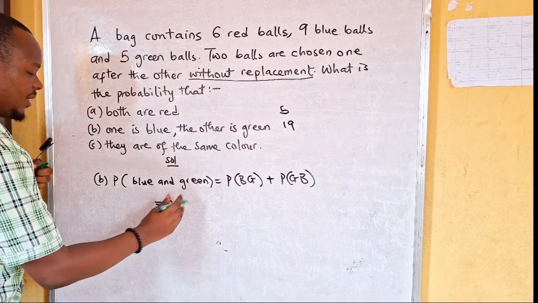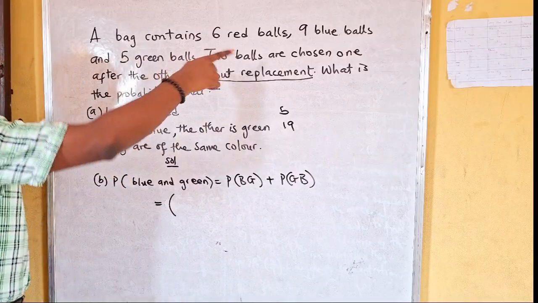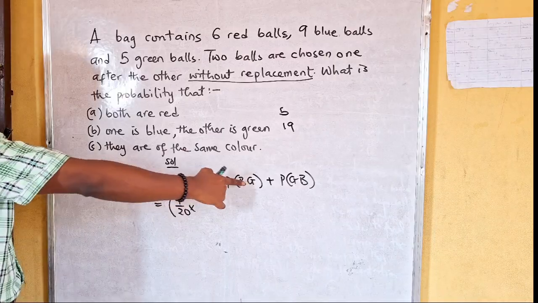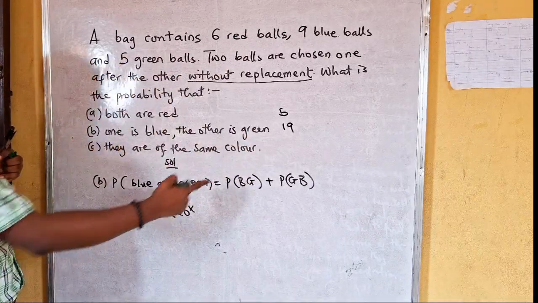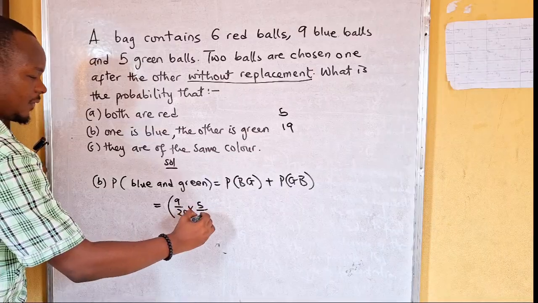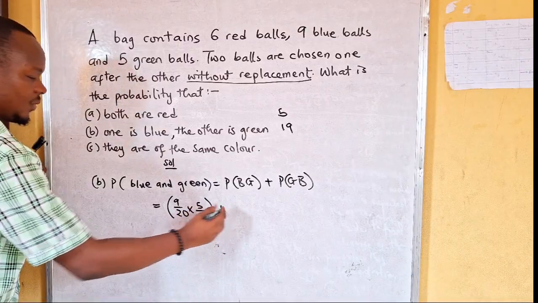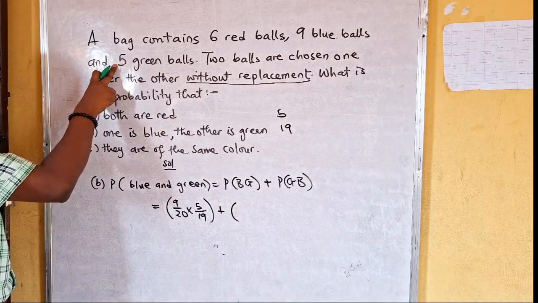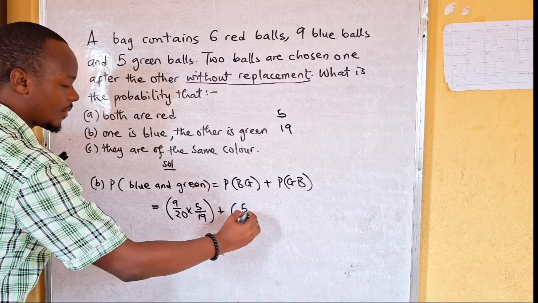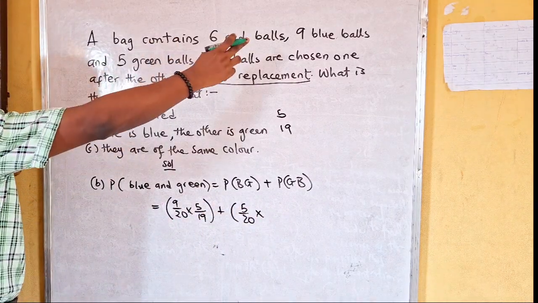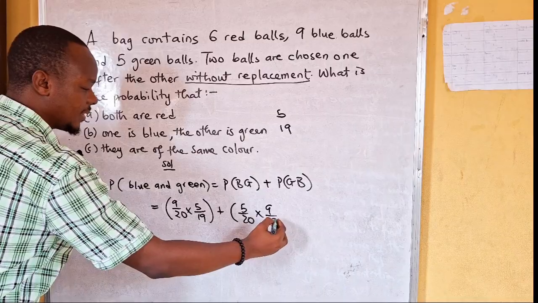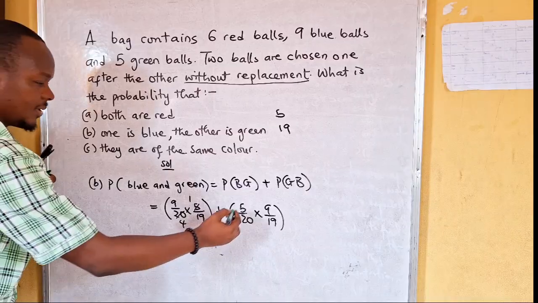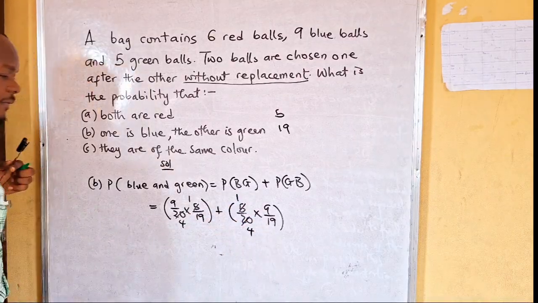So blue and green. Now if we're taking blue, the first blue is going to be 9 over 20. Without replacement, the second, the green, would still be 5, but we have 1 less ball, so that will be 5 over 19. Then we're done with this event. For the other one, green, the first pull will have 5 green balls over 20. Then for blue, we'll have 9 blue balls, but it will be over 19, right? So 5 goes here once and 5 goes here 4 times. 5 goes here once and 5 goes here 4 times also.